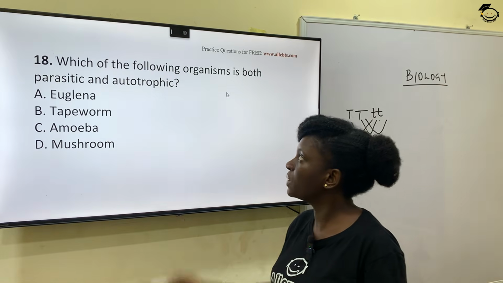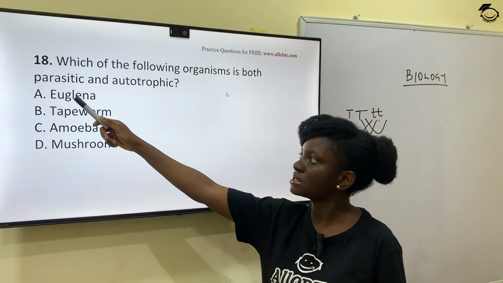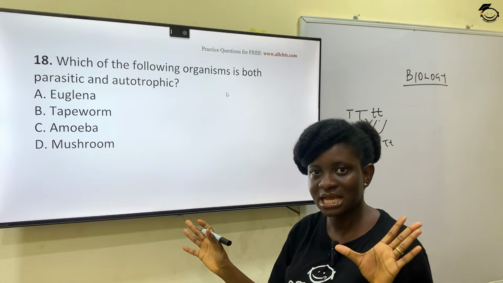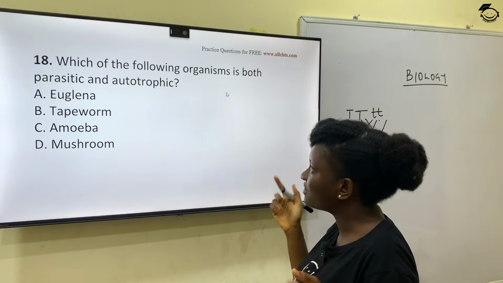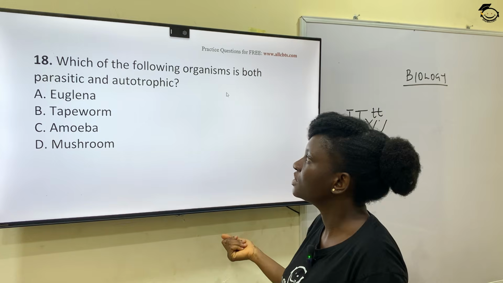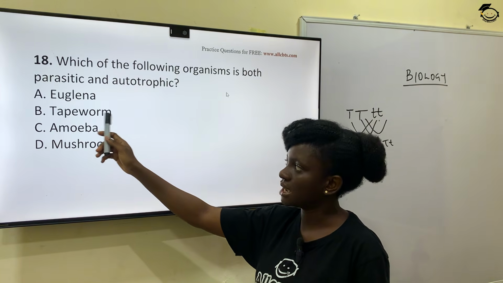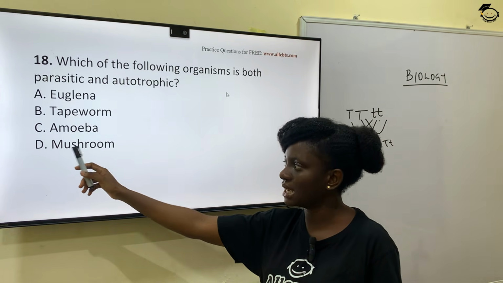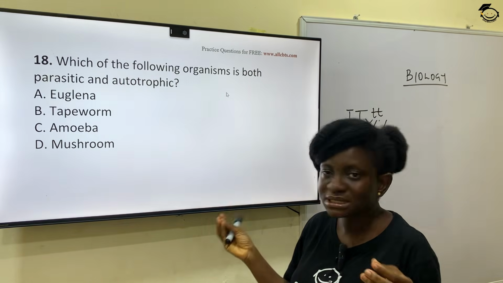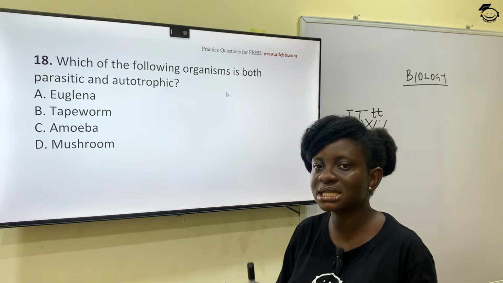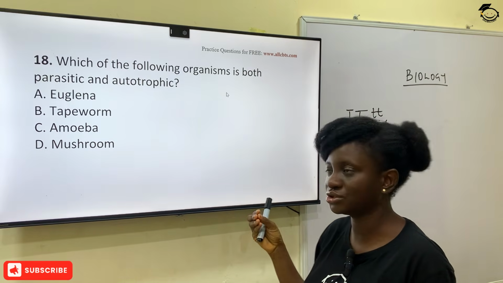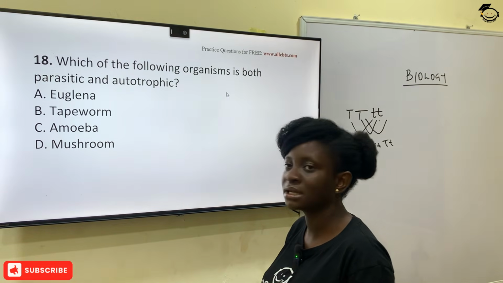Question 18. Which of the following organisms is both parasitic and autotrophic? So this is like a mix. It is parasitic and it also produces its food. We have A, Euglena, B, tapeworm, C, amoeba, D, mushroom. The organism that has this mix of characteristics of being parasitic and also producing its own food, autotrophic, is Euglena. Option A is the right answer.